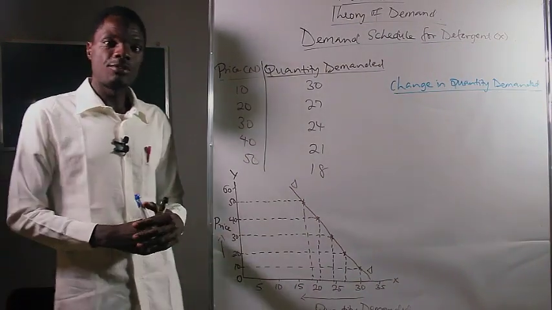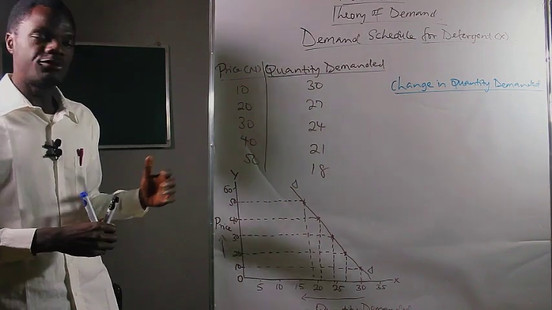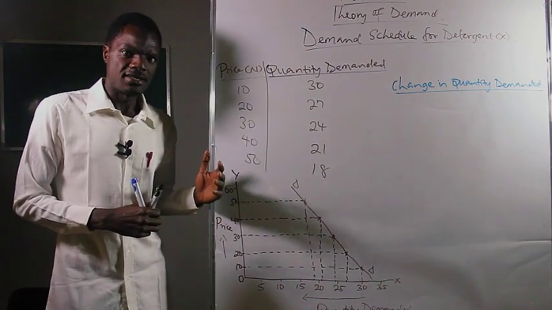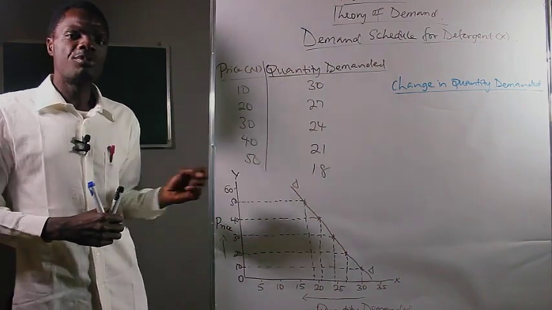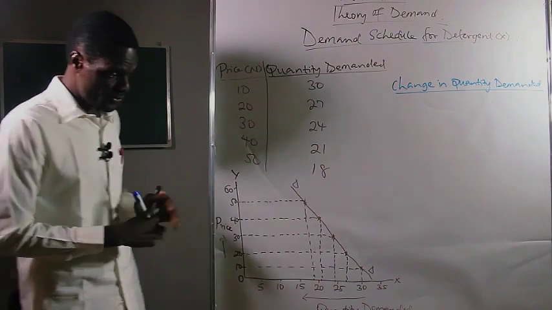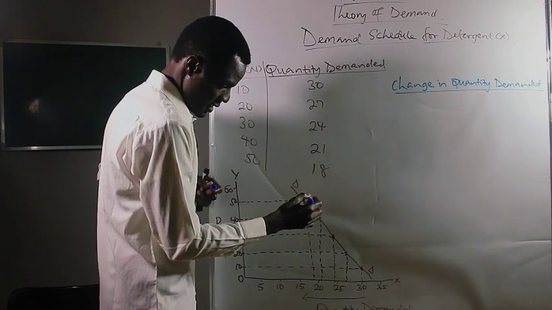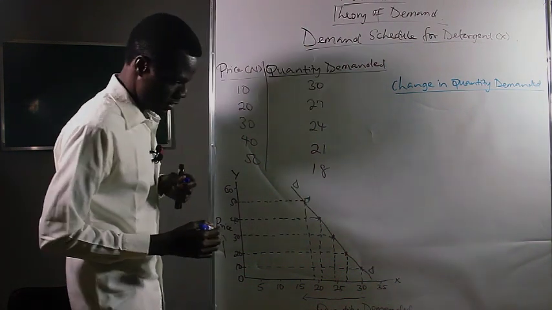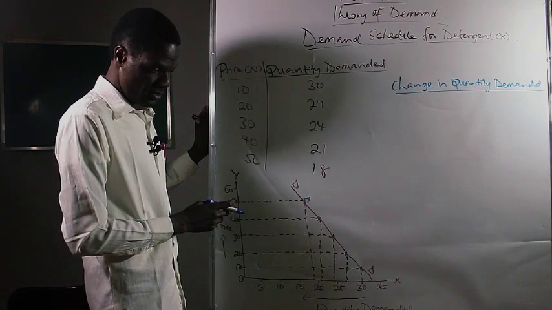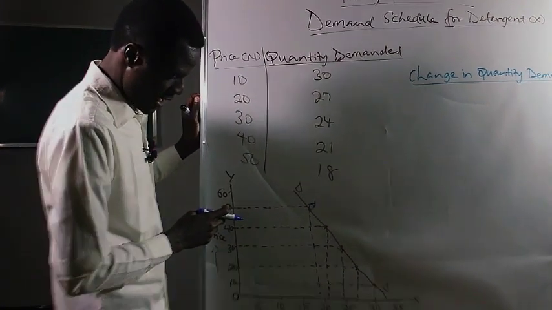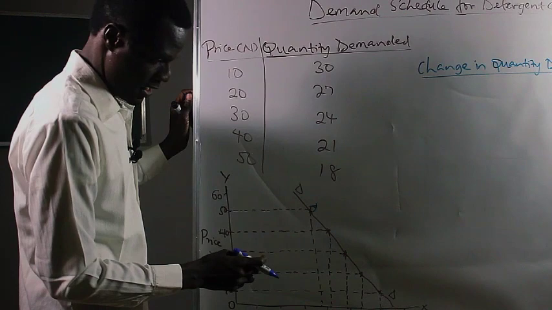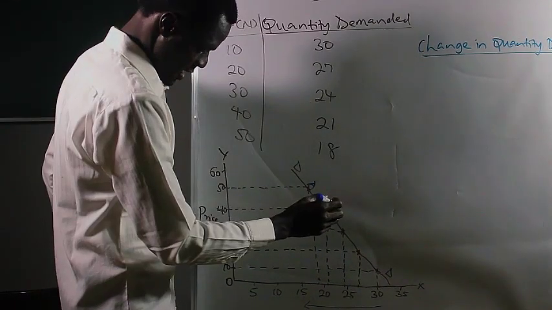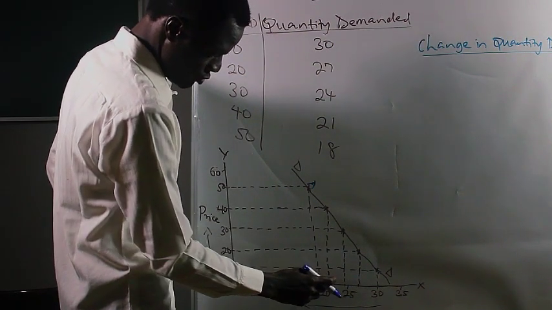As we have seen an example of a demand curve, we now focus our attention on change in quantity demanded. What do we mean by that? It is a movement along the demand curve. As we have seen, each point reflects the relationship between price and quantity demanded. At this point, for example, point 8, we have the price at 50 and the quantity demanded at 18, which is here. Now, the price drops, for example, to 40, and we have the quantity demanded increase to 21.